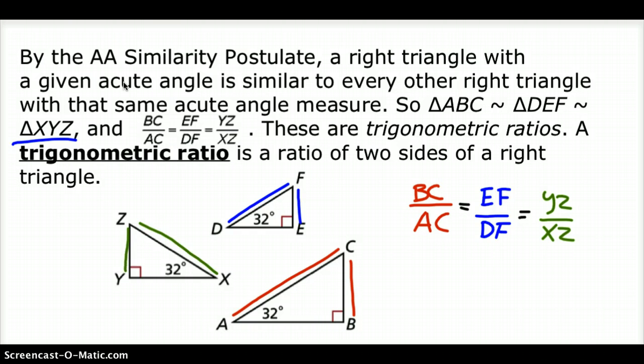Notice that the triangle is sort of reflected around a little bit, but in all of these we're comparing the shorter leg to the hypotenuse. And all of these are supposed to have the same ratio. That brings us to our next important part.